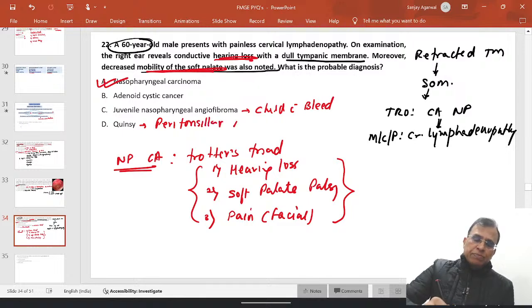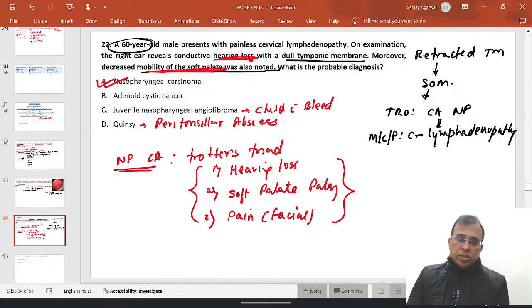Peritonsillar abscess. So it has no glue ear, no hearing loss, and the pain is inside the mouth. There is no lymph node in quinsy. Cervical lymphadenopathy may be seen, but not too much. So this is clear-cut a case of nasopharyngeal carcinoma. So again, nasopharyngeal carcinoma comes into play. We have one more question related to nasopharyngeal carcinoma.